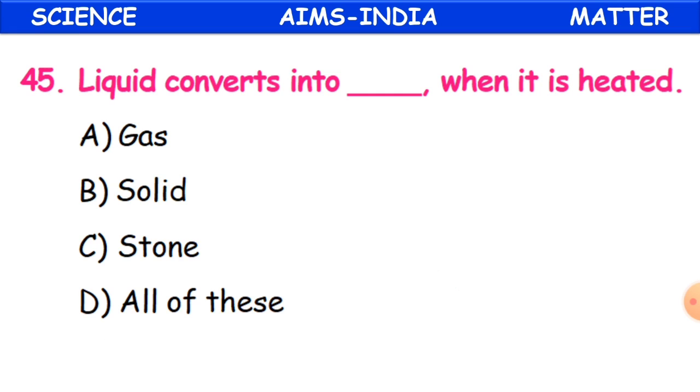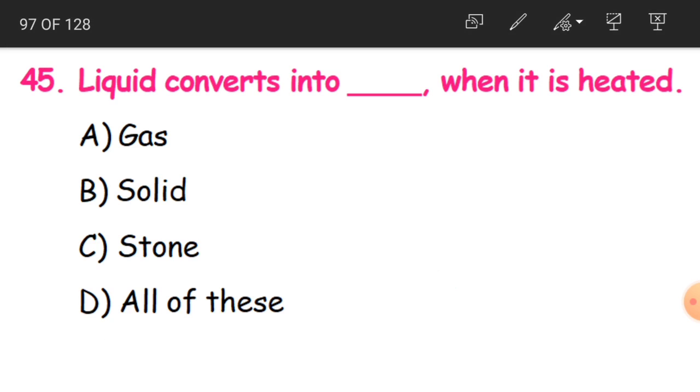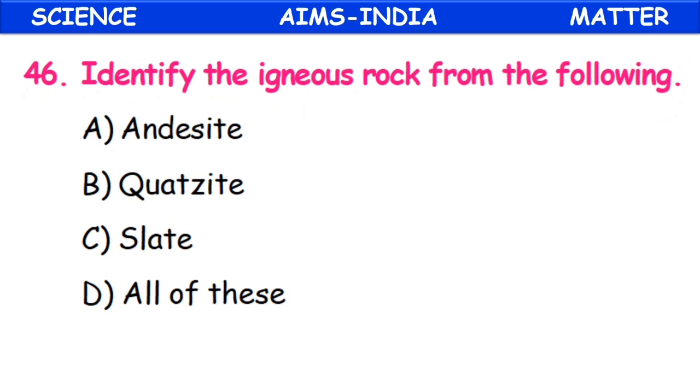45th question. Liquid converts into dash when it is heated. Okay. So gas, solid, stone, all of these. So what happens, children? When liquid is heated, what form are we going to get? We are going to get the vapor, no, water vapor, and that is in the form of gas. So gas is the correct answer. Clear, children? So liquid converts into gas when it is heated. Okay. And now the next question.